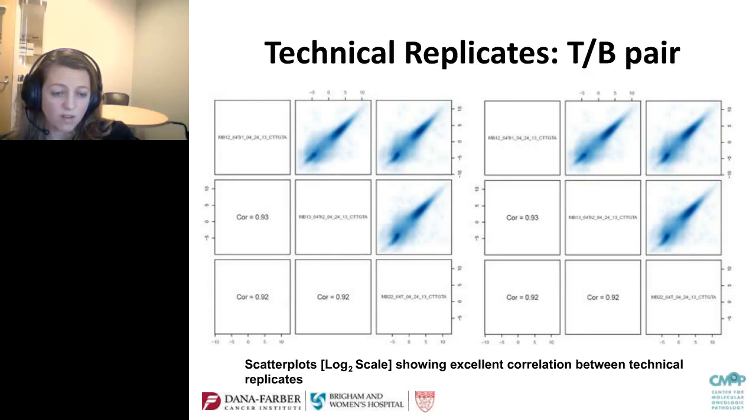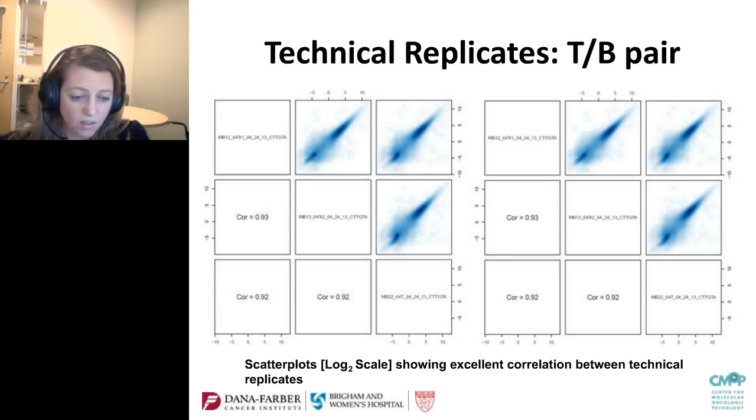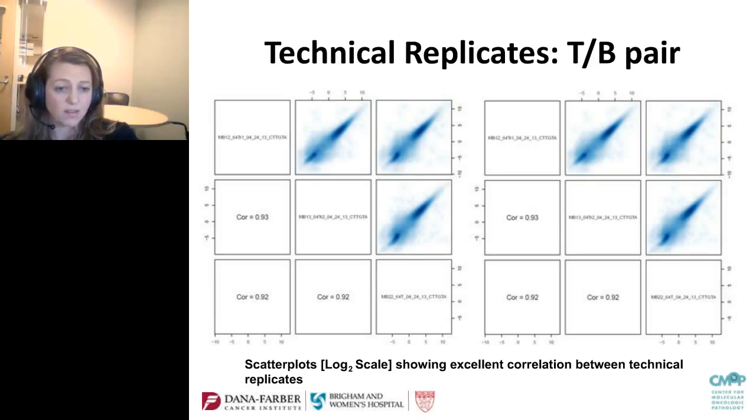You can see in the case of sample rep 1 and sample rep 2, we have strong concordance at 0.93. Between sample 1 and 3, we have 0.92, and between sample 1 and 2, we have 0.92 as well. So there was relatively good concordance for the technical replicates. In this particular sample case, these 3 were all run on different lanes, and 2 were run on the same batch. 1 was run on a different batch.